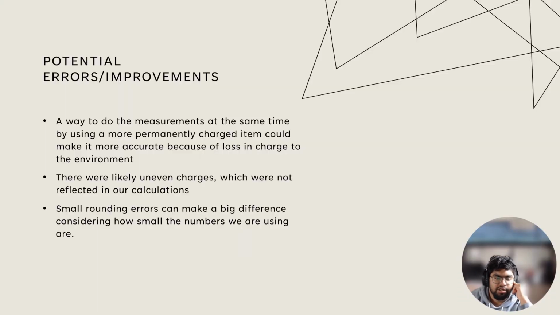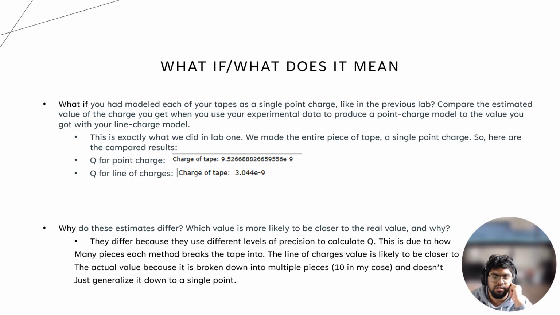The potential errors: maybe a way to do measurements at the same time, by using a more permanently charged item, could make it more accurate so that we lose less charge to the environment. There were likely uneven charges, which were not reflected in our calculations, and small rounding errors can make a big difference considering how small the numbers we are using are.